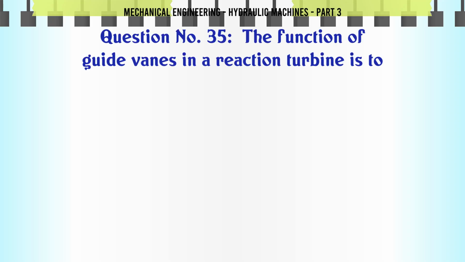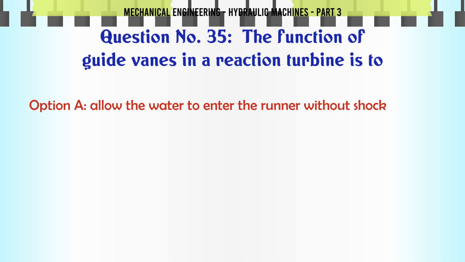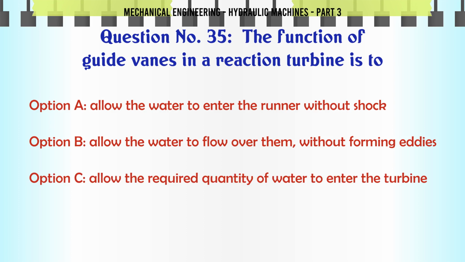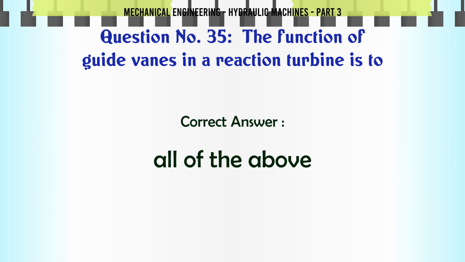The function of guide vanes in a reaction turbine is to A. allow the water to enter the runner without shock, B. allow the water to flow over them without forming eddies, C. allow the required quantity of water to enter the turbine, D. all of the above. The correct answer is all of the above.